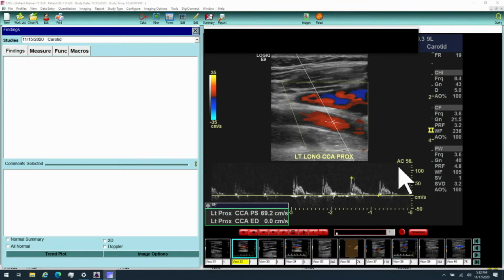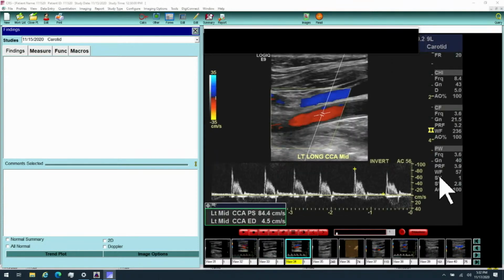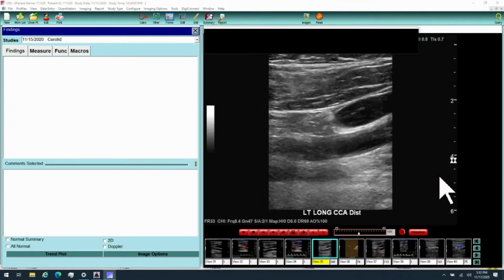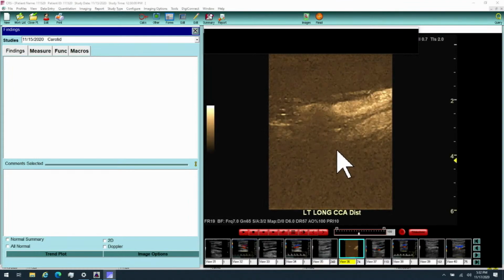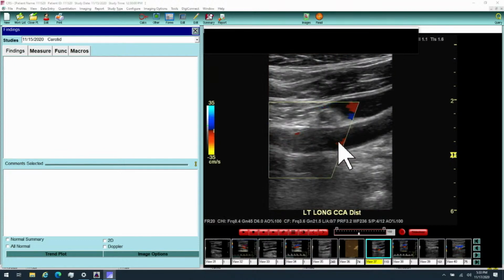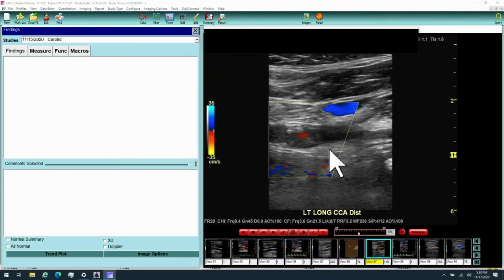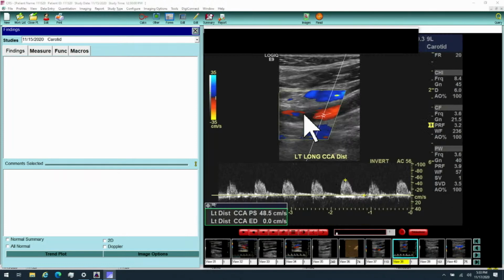Doppler signals showing high resistance in the proximal CCA. 69.0. Mid still relatively smooth. 84.4. Maybe some soft plaque here, or plaque. B-flow, my favorite. Probably not in this case. Yep, definitely some plaque on the bottom side there. So we're grabbing some signals a little bit more proximal than the end of the distal here. 48.0.